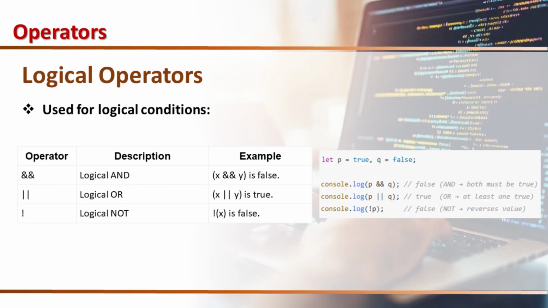Next, we have logical operators in JavaScript. Logical operators are used to combine or modify Boolean values and expressions, allowing you to perform more complex conditional checks. They help determine whether multiple conditions are true or false and are often used in control flow, such as if statements or loops, to make decisions based on multiple criteria.